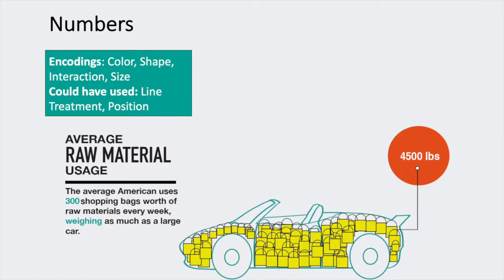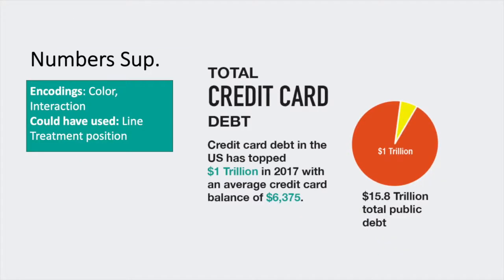I could have also used a line treatment and position using a bar graph to compare maybe the weight of the car and the weight of the bags, but I felt that this was a more visually intriguing representation of numbers, as I'm actually showing how many bags it takes to fill this very large car.